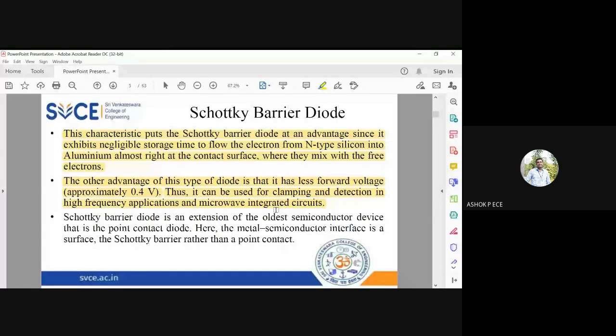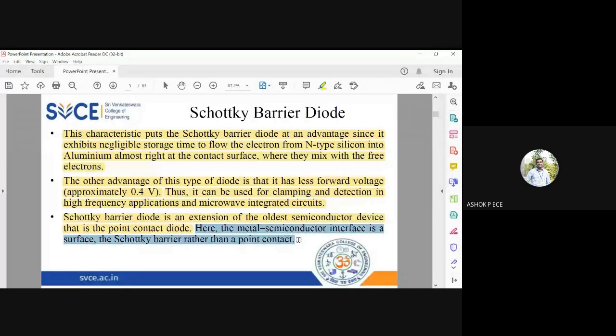So it is just like an extension of the conventional PN junction diode, but the only thing is, instead of having a semiconductor depletion layer, we are going to have an ohmic contact based depletion layer. The metal semiconductor interface is a surface, while the Schottky barrier is rather a point contact. So you have two types of contact here, right? One is the Schottky barrier, another one is the ohmic contact. In general, the ohmic contact is going to be a surface level contact, but the Schottky barrier is going to be a point level contact.